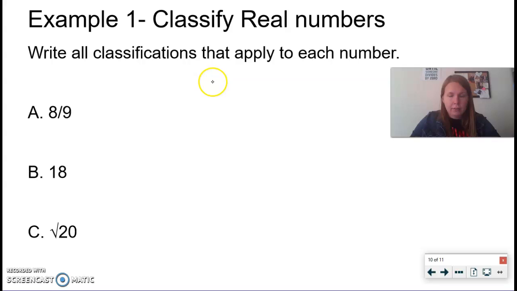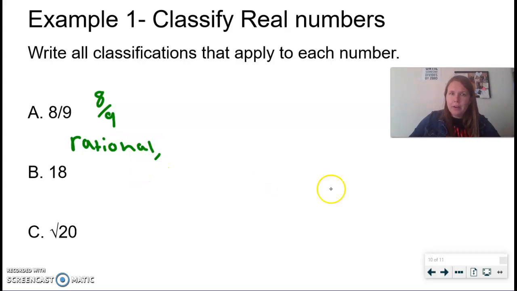Starting off, remember rational means you can write it in fraction form. And this would be my fraction form. It should really look like this. It's just not easy to write on my computer. So yes, this is a rational number, so I would say rational.